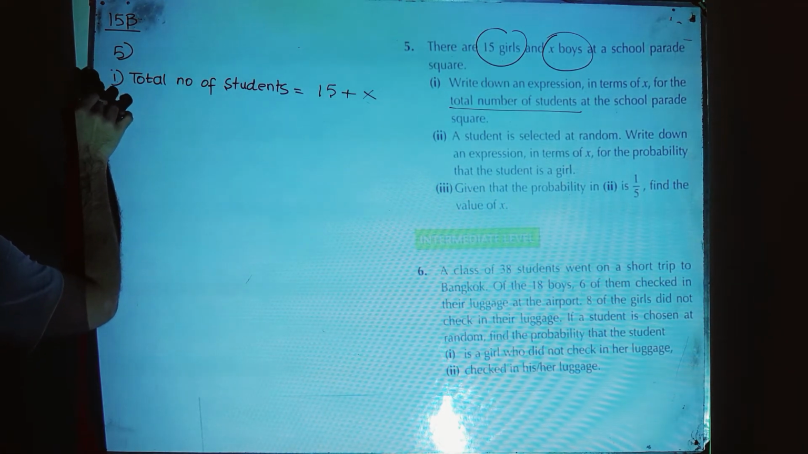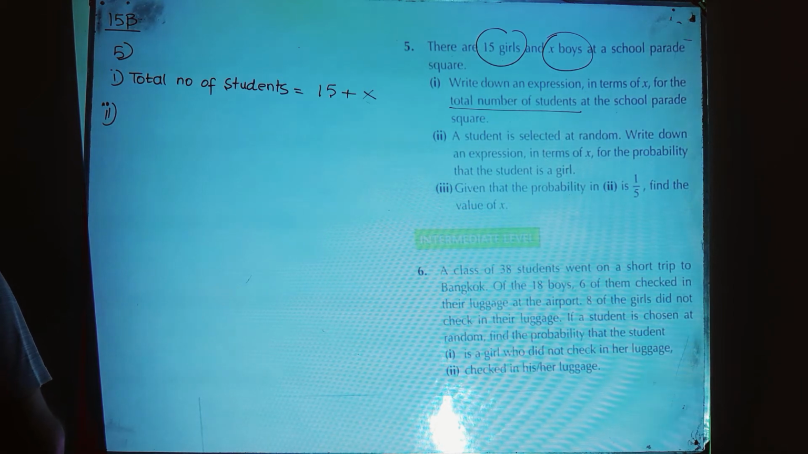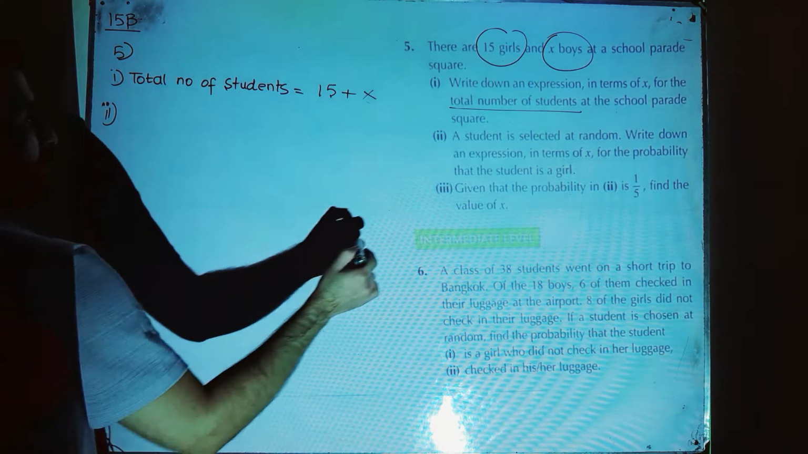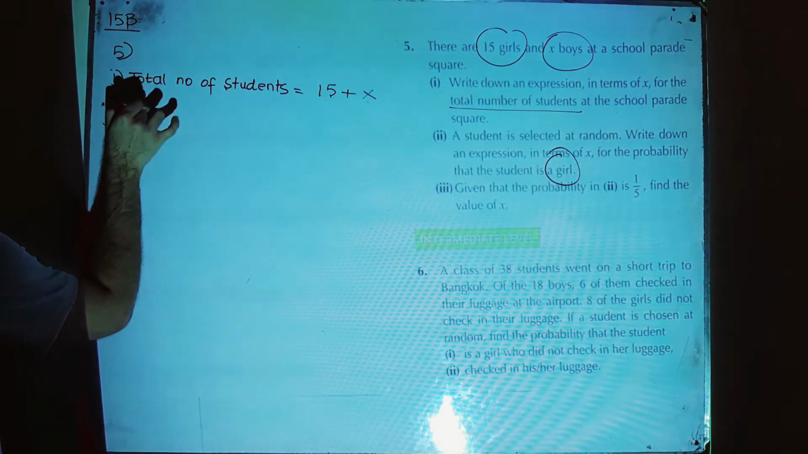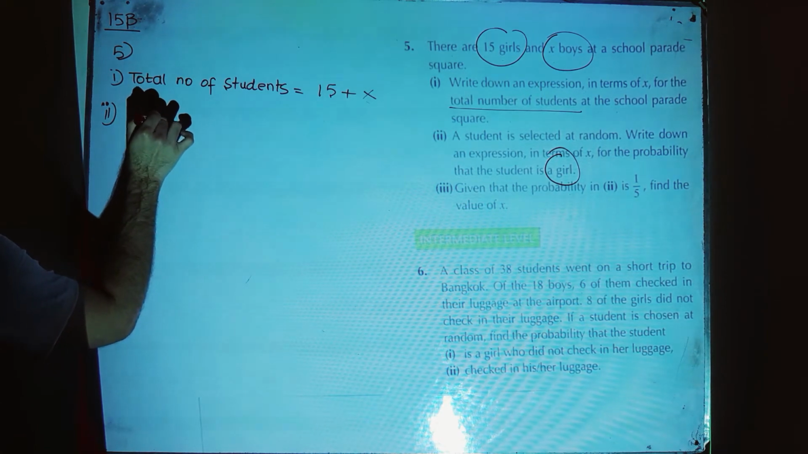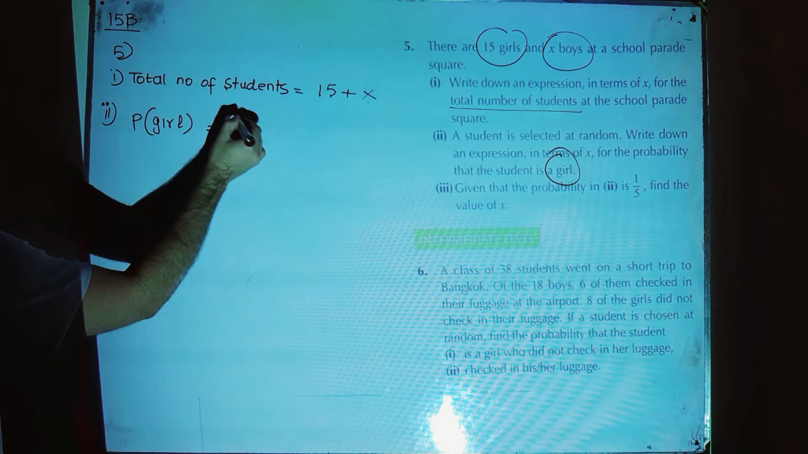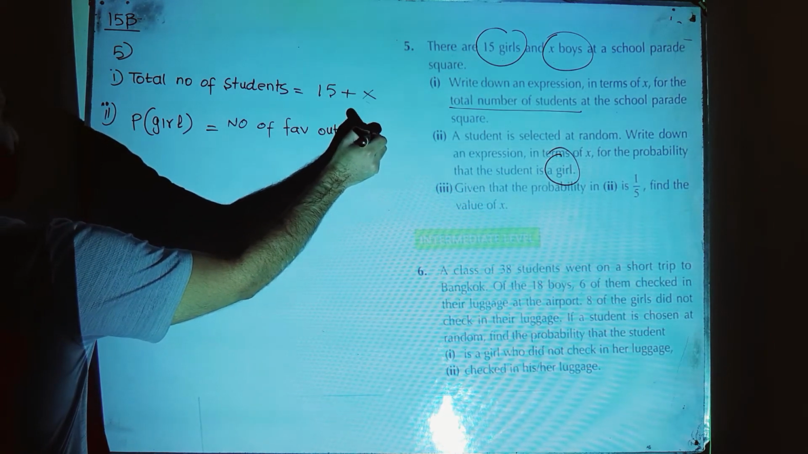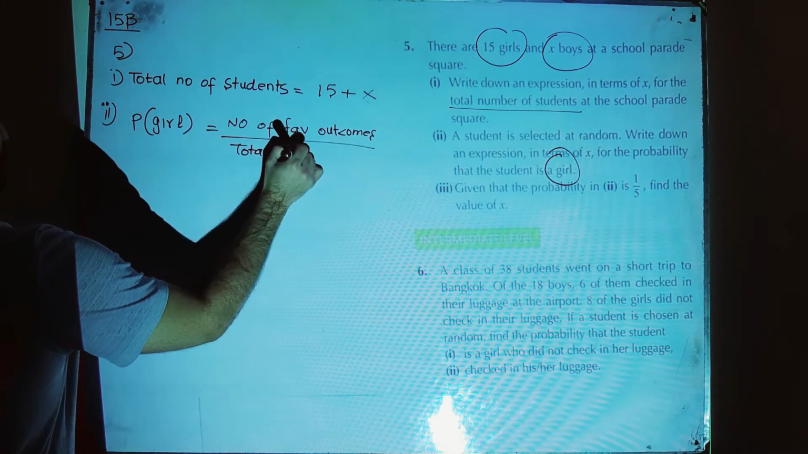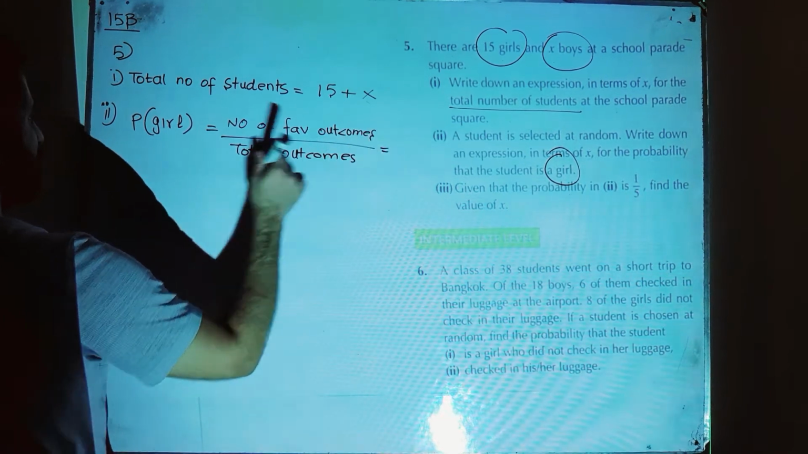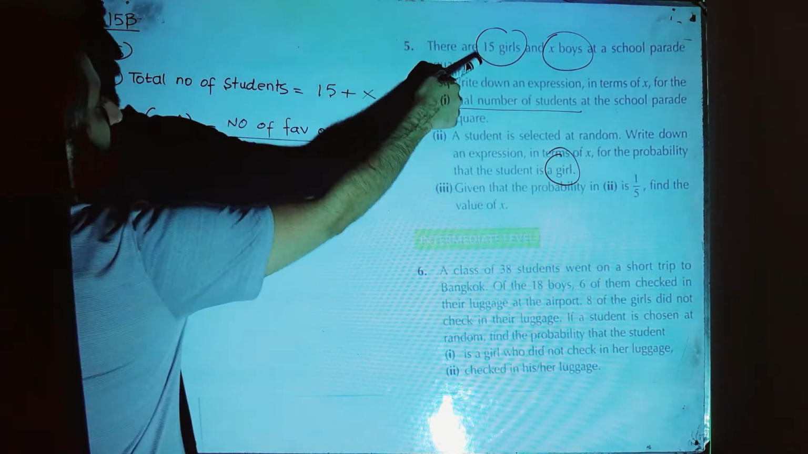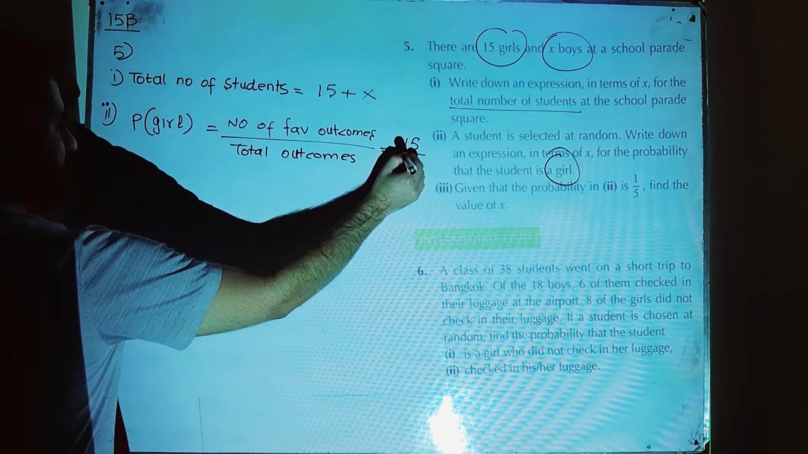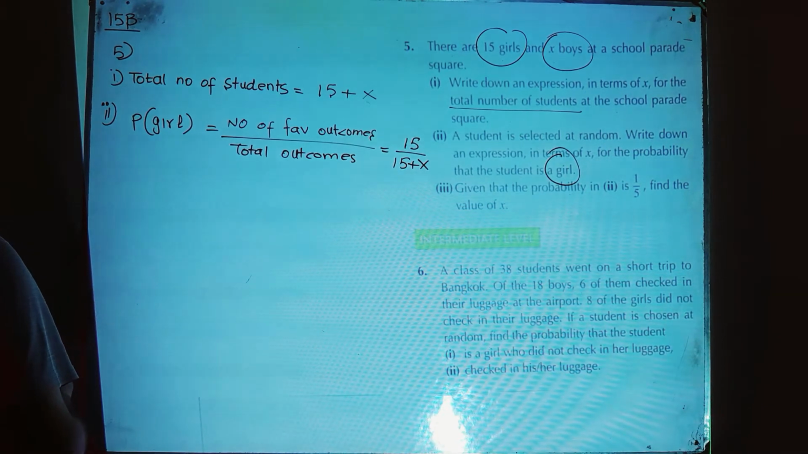Part number 2. A student is selected at random. Write down an expression in terms of X for the probability that the student is a girl. So the probability that the student is a girl, well, that is simple. As you people know, the probability is your number of favorable outcomes over total outcomes. Well, we are looking for a student who is a girl and they are 15 in number, while we have to divide by total outcomes, which are total students, and that is 15 plus X. So your answer is in terms of X. Part number 2 is clear.